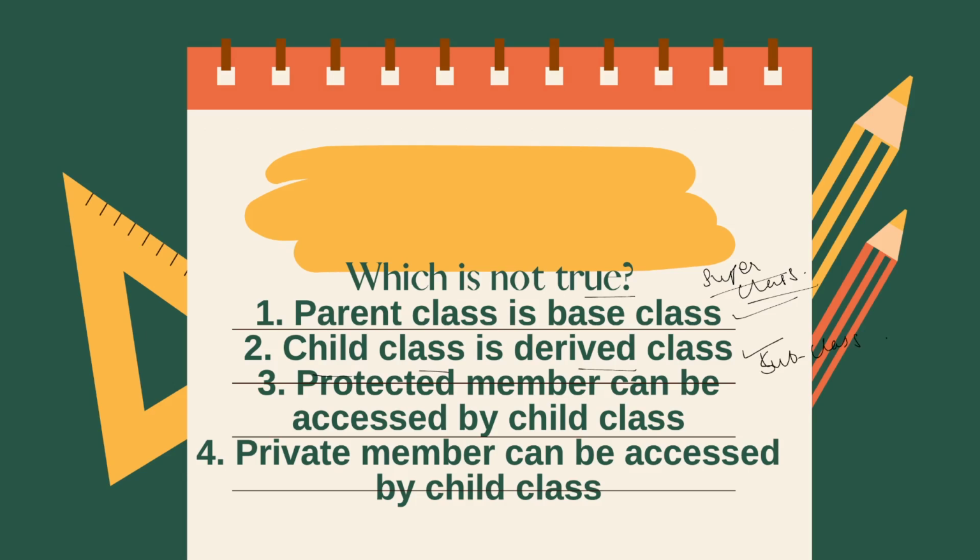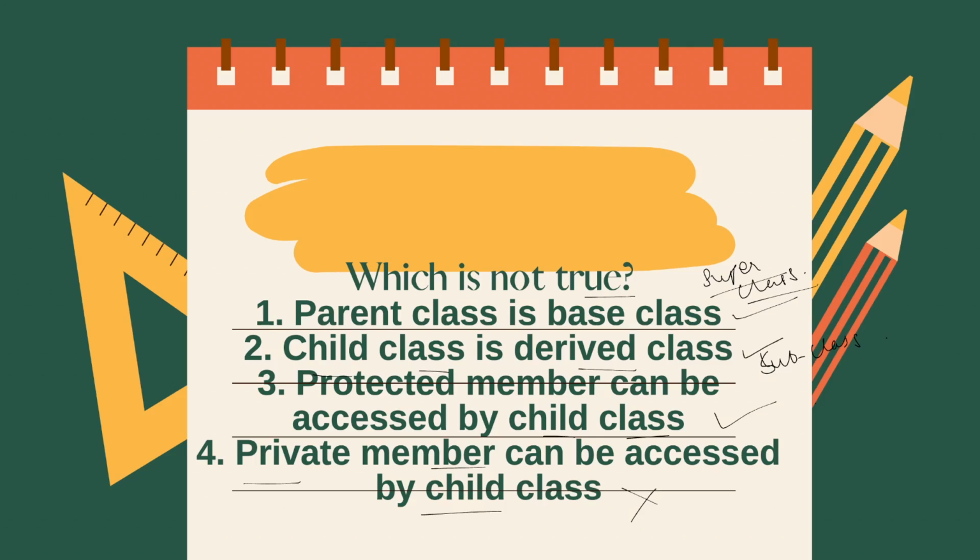Then protected members can be accessed by the child class. This is also true. This is the basic difference between the protected and the private members. Private members can be accessed by the child class. This is incorrect, because private members can be accessed just by that particular class and a friend function if there is one. In general, they are just accessed by that particular class. That is the major difference between these things.